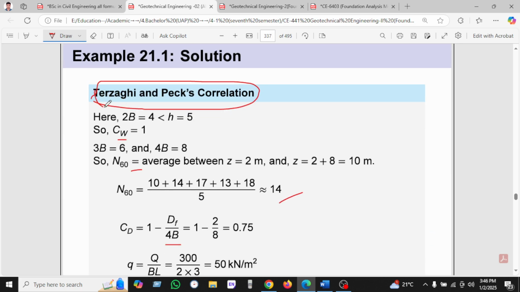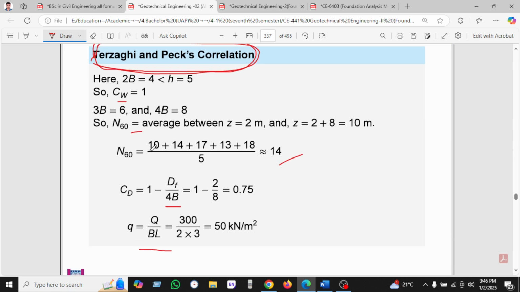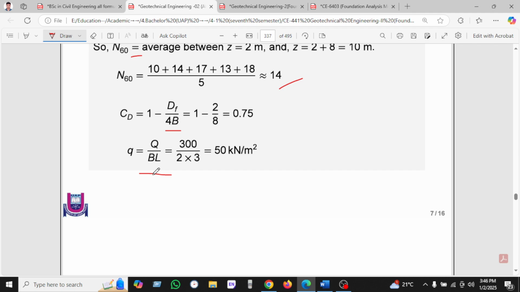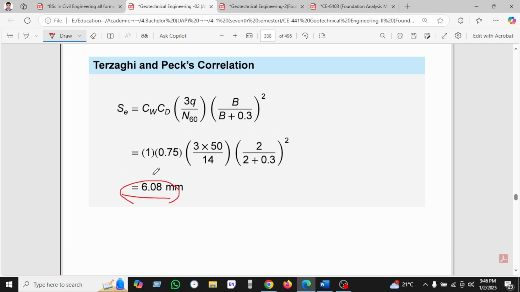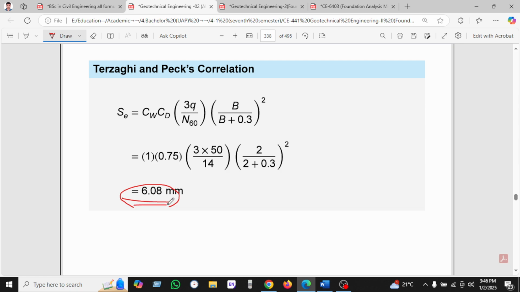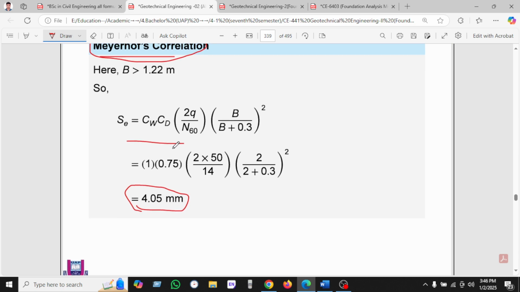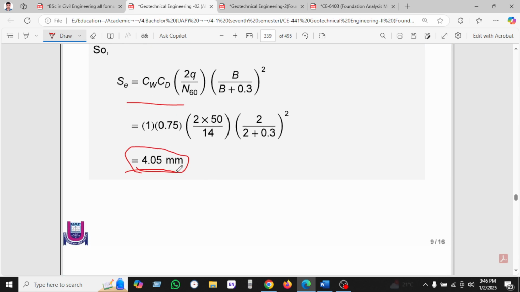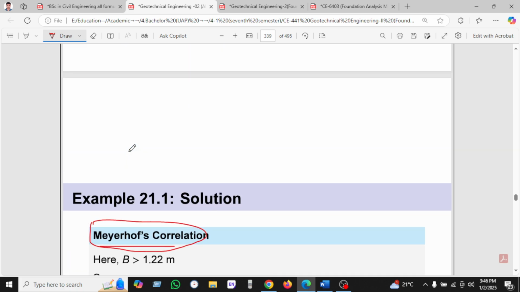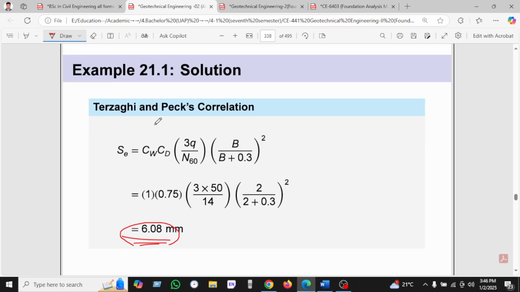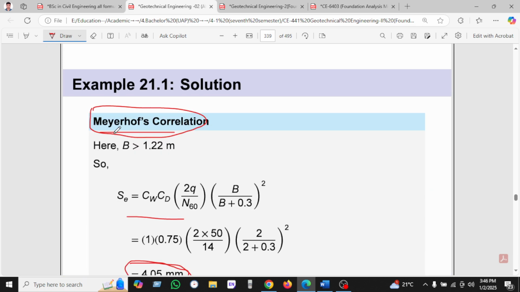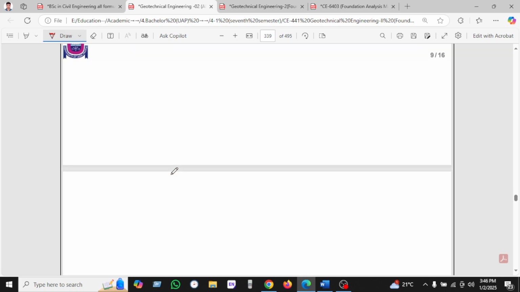At first I will use the Terzaghi and Peck and Hanson relation, and we will use all these values of q, and the settlement is found to be 6.04. Now we will use the Meyerhof correlation, and found 4.04. But you can ask which method we will use. I personally suggest using Meyerhof, because the maximum settlement is found here.